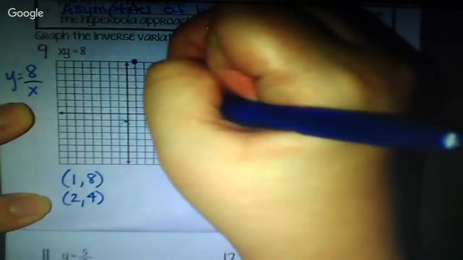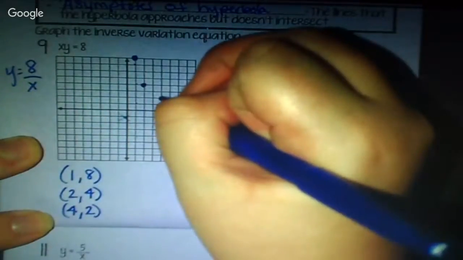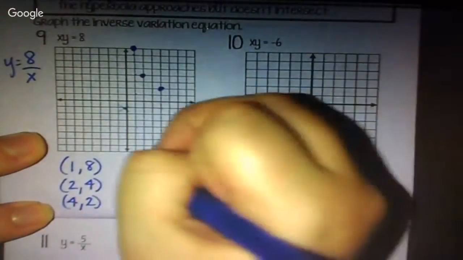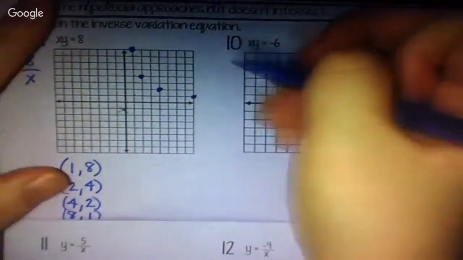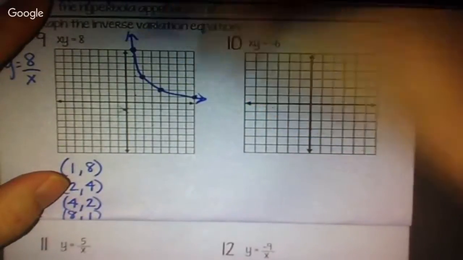I can divide 8 by 2. So that means my next point's going to be at 2, 4. 1, 2, 3, 4. What else is 8 divisible by? 4. And that gives me 4, 2. 3, 4, 2. Give me one more. 8. I kind of ran out of room here. 8, 1. Okay, so here's this top part.